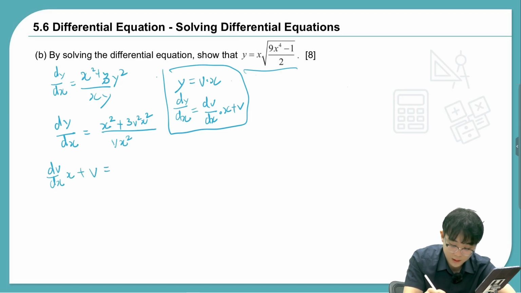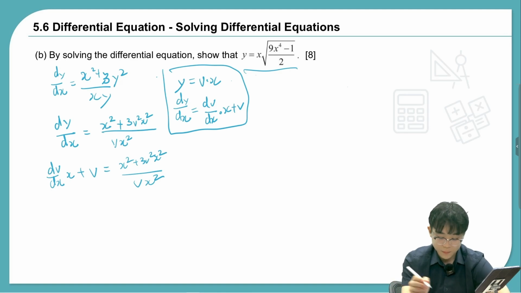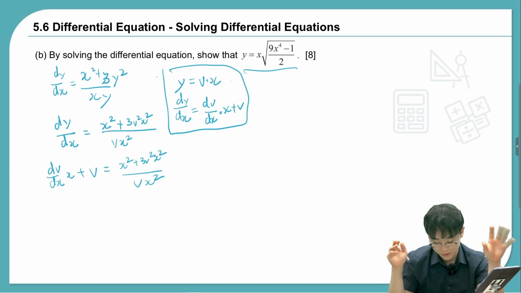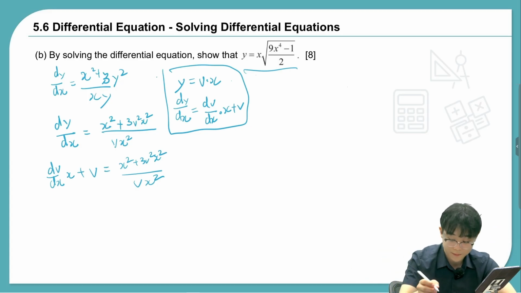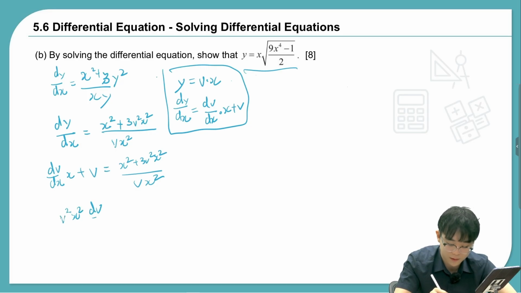That equals x squared plus 3v squared x squared over vx squared. Then we want to simplify so that we can separate everything and get all the variables in one place. So let's multiply by vx squared. The goal is to get the x's on one side and the v's on the other side. So multiplying that to all sides, you get v squared x squared times dv over dx plus v squared x squared equals x squared plus 3v squared x squared.